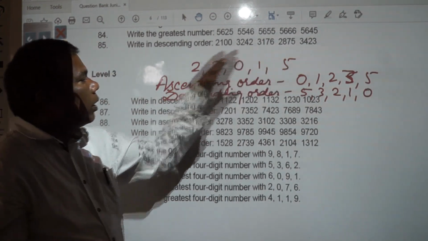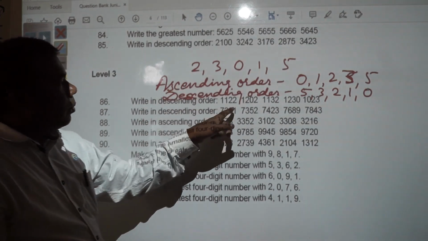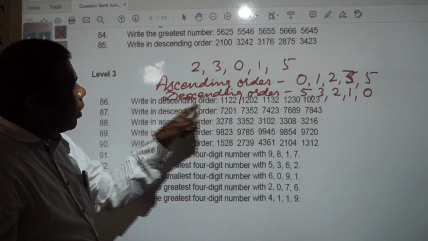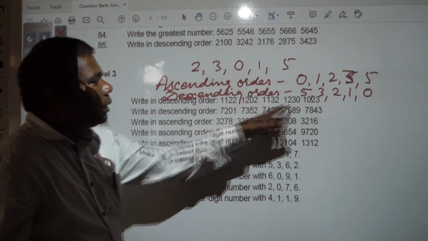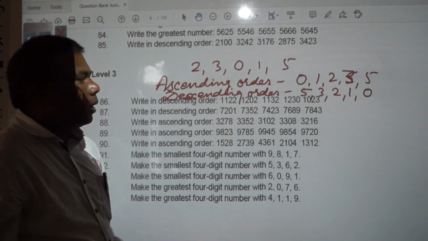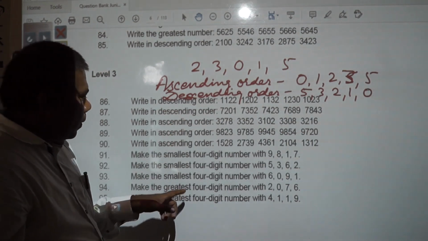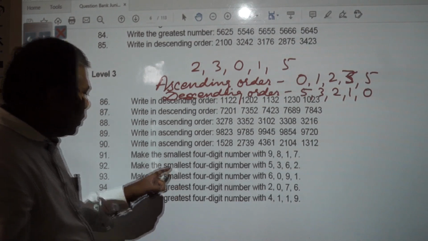Here you have 4-digit numbers. You should be able to find out the smallest number among these and the greatest number among these, and then you arrange the numbers in ascending order and descending order. So I think you will be able to solve those.